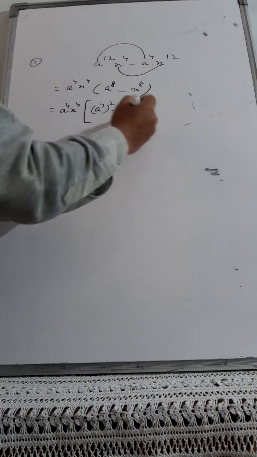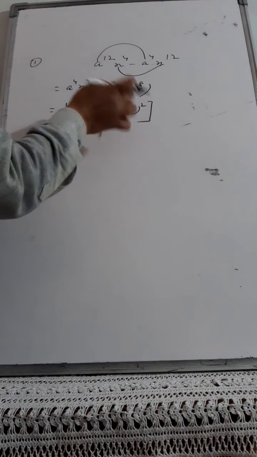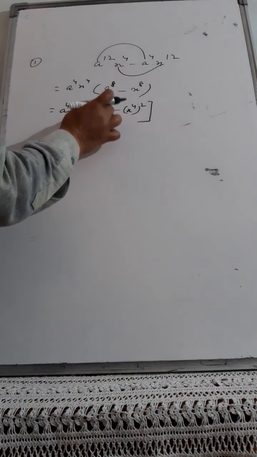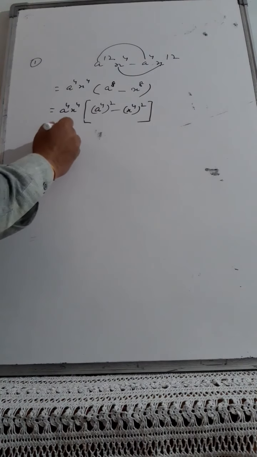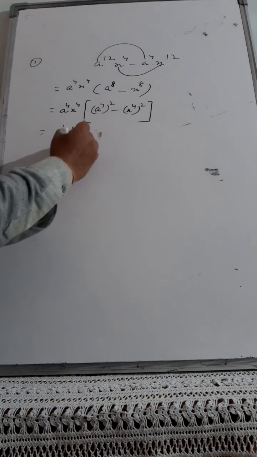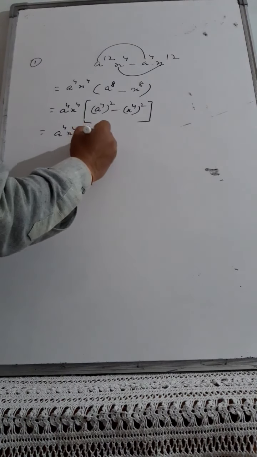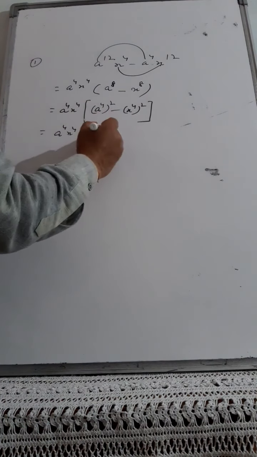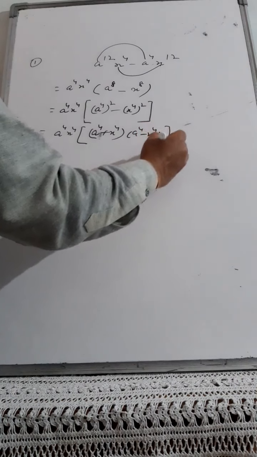What am I trying to do? I am trying to convert these in terms of identities which I know, which I have done beforehand. So this is a square minus b square. I'm trying to bring it to that. So now apply that identity here. A square minus b square is what? A minus b into a plus b. What is a? A raised to the power 4 plus x raised to the power 4, and then it is a raised to the power 4 minus x raised to the power 4.